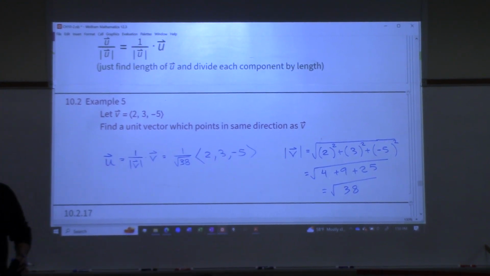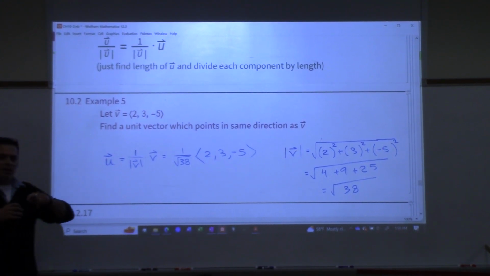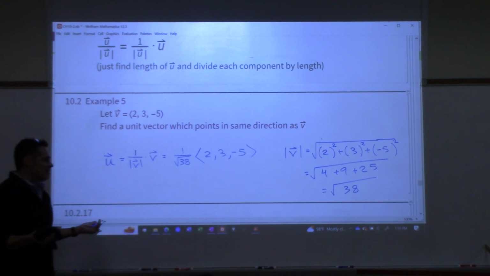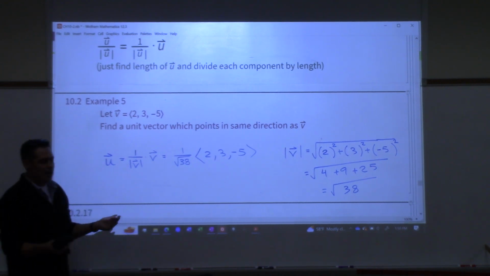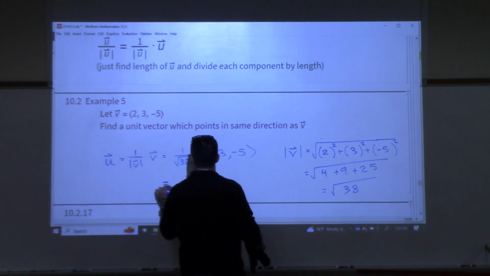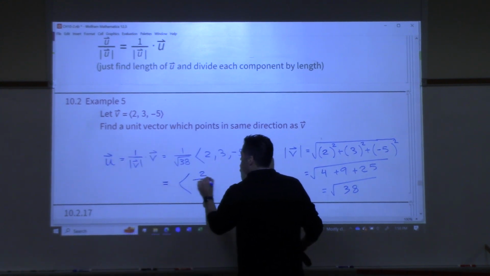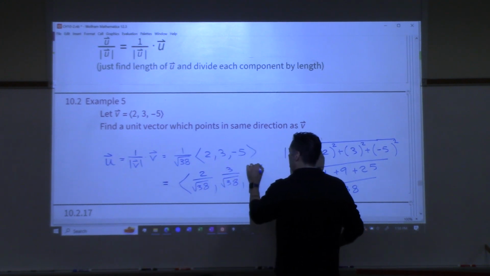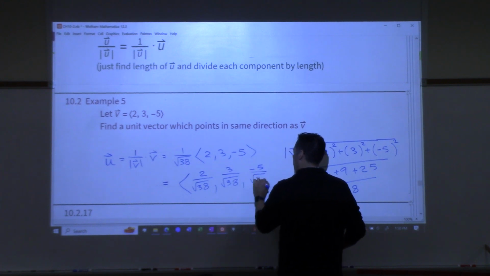I don't want to say distribute because it's not technically distribution. Distribution is usually when you have addition or subtraction inside and you're going through parentheses. But in essence, it's kind of like it, right? So I'm going to multiply through: 2 over root 38, 3 over root 38, negative 5 over root 38.